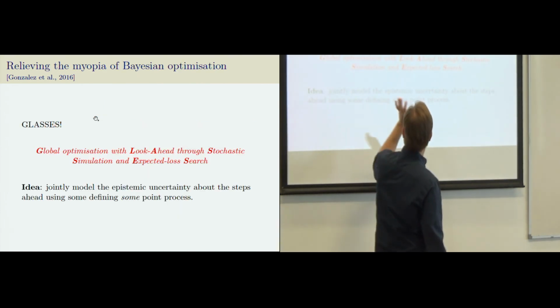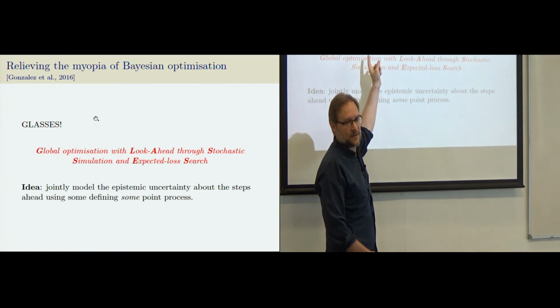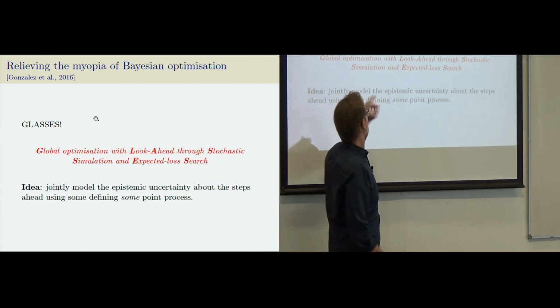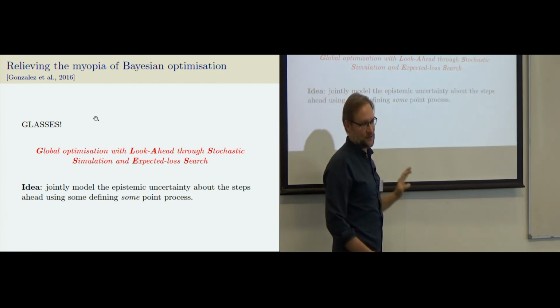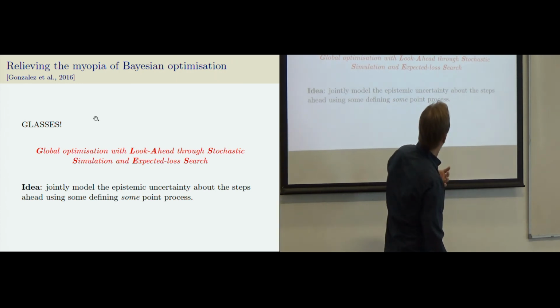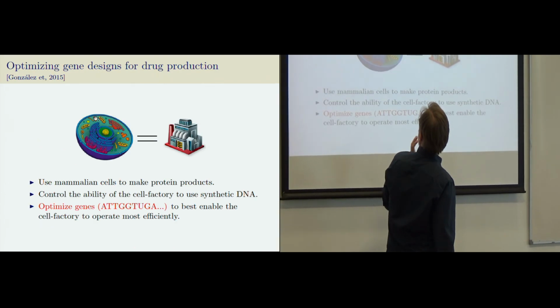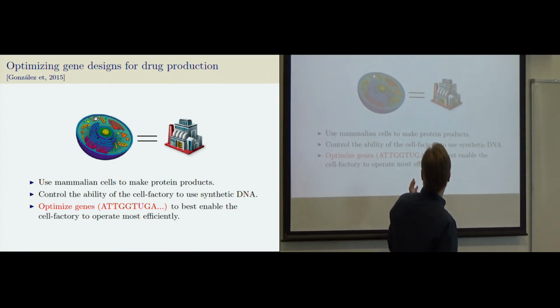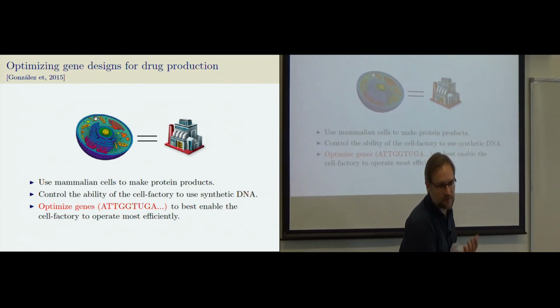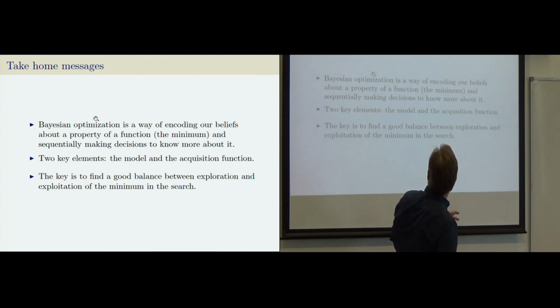So we had this paper that was called GLASSES. It was GLASSES: Relieving the Myopia of Bayesian Optimization. Global optimization will look ahead through stochastic simulation and expected loss search. And we did some experiments and we saw that it was working nicely. So this is a nice direction. Many other things, applications, we have done things like synthetic gene design with Bayesian optimization. Unfortunately, I'm now separating you from lunch, so I'm just going to wrap up.